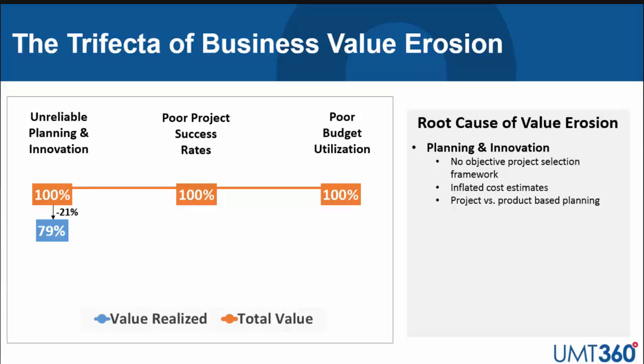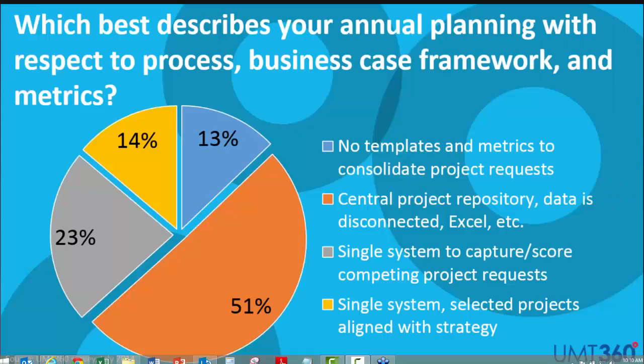This really focuses on some of the frailties that are apparent in traditional and annual planning. The first is no objective project selection framework. The second is the risk of inflated cost estimates early in the life cycle. And the third is moving from a project to more of a product-based investment approach. So let's start with no objective framework for portfolio selection.